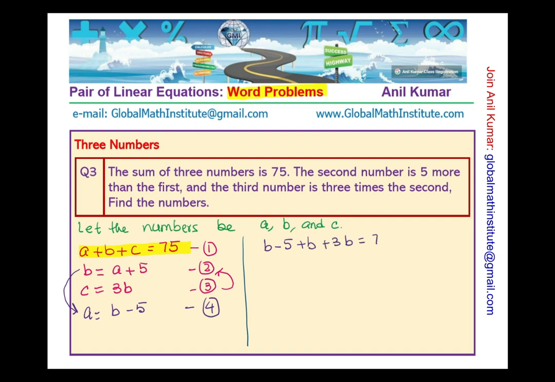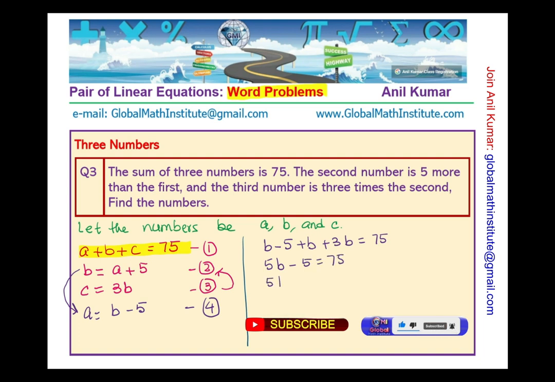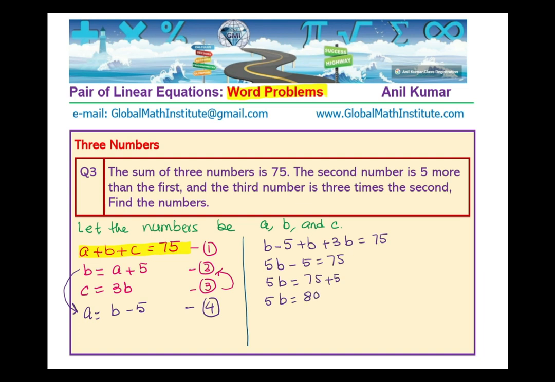And the total is 75. So B plus B plus 3B is 5B, minus 5 is 75. 5B is 75 plus 5. 5B becomes 80. Dividing by 5, 80 divided by 5, 5 times 16 is 80, so we get 16.